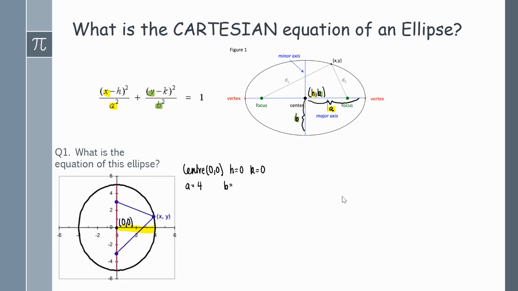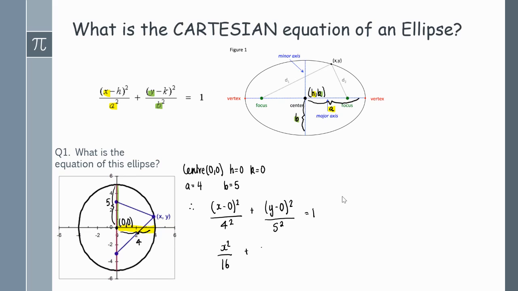B would be the vertical distance between the center and then straight up to the edge of the ellipse. That looks like it's about 5. So then I can find A squared and B squared and sub everything into the equation. I should get x minus 0 all squared over A squared, which would be 4 squared, plus y minus 0 all squared over 5 squared equals 1, always on the right hand side.